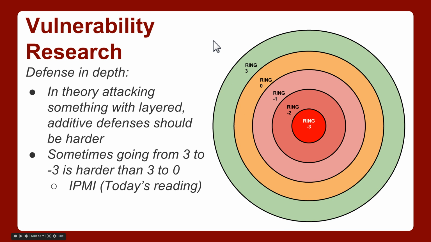in theory, having defense in depth means that, especially when each defense adds on to the effects of the previous layer in some sort of additive manner. In other words, I had X permissions in this layer, and then the next layer, which is less privileged, I have Y permissions, and Y is a subset of X. In theory, attacking a system like that should be harder than most systems.